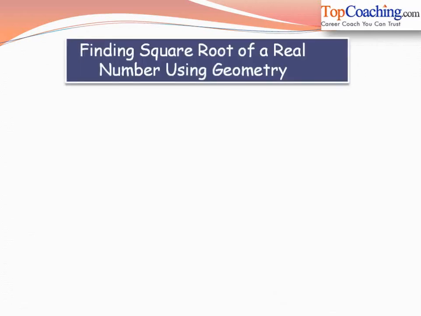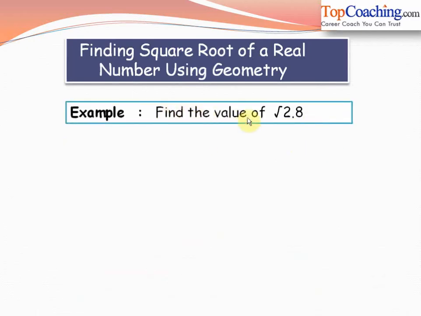Now, the next topic is finding square root of a real number using geometry. So, we are going to use the tool of geometry how to find out the exact value of square root of a real number. For that, we are going to take an example. Find the value of under root of 2.8. Now, 2.8 is a real number and we have to find out the square root of 2.8, and that too using geometry. So, let's look at the procedure for this.